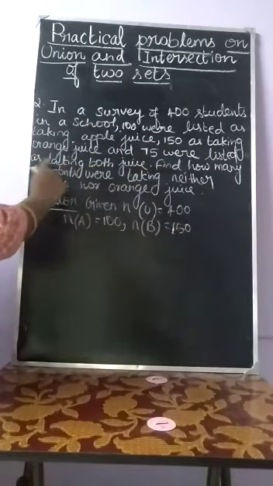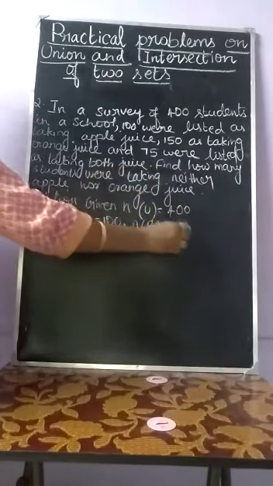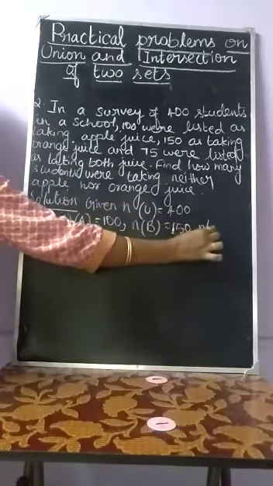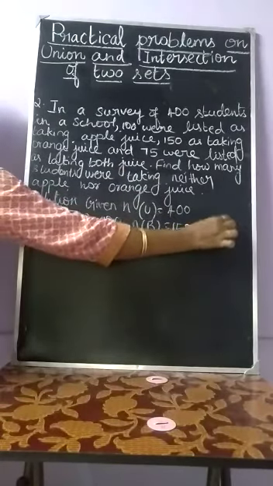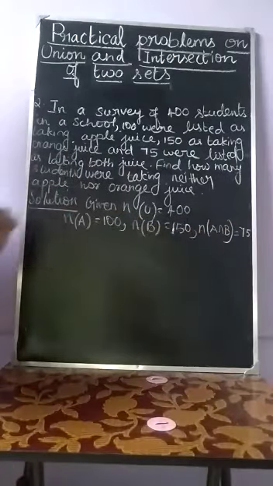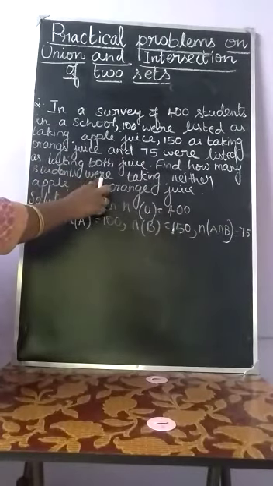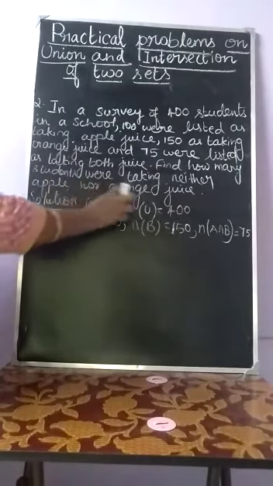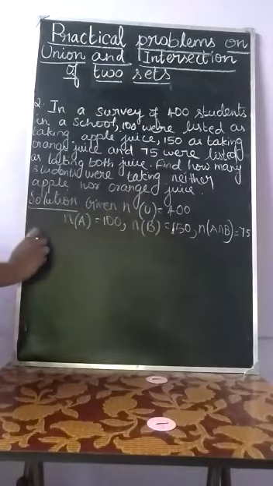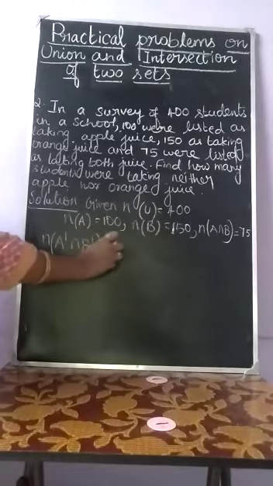What is the next given value? 75 were listed as taking both juices. Both means we have to take the intersection value. So n of A intersection B is equal to 75. These are the given details. Finally, we have to calculate how many students were taking neither apple nor orange juice. Neither means we have to take n of A dash intersection B dash. This is what we have to calculate.